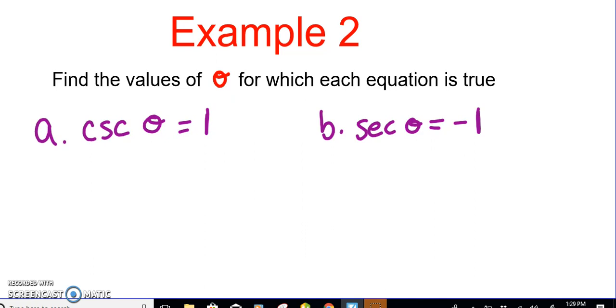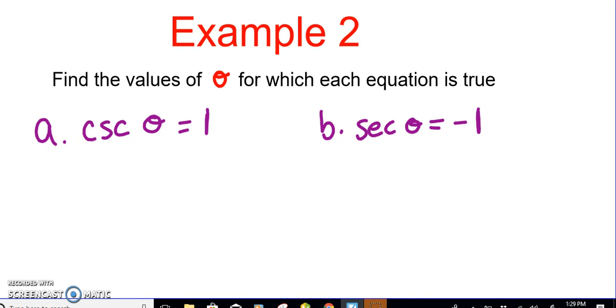All right, so now let's move on to example 2 before I actually give you practice. So example 2 here says, now let's find the values of theta for the angle for which each equation is true. So we need to find out, no matter where we are on the graph of cosecant and secant, where these values are always going to happen.